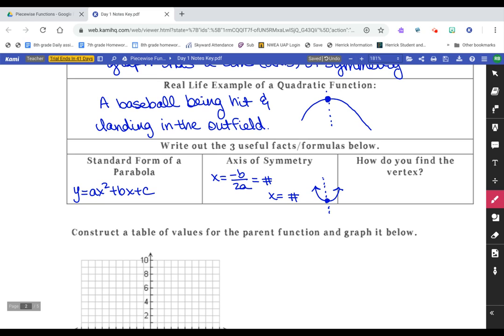Now to find your vertex, and I'm going to do a problem like this with you, you're going to start out with x equals negative b over 2a, and that will give you the x coordinate of your vertex. To figure out the y coordinate, you're going to plug your x coordinate into the equation, and then you'll end up with whatever y is. So let's do one like that.